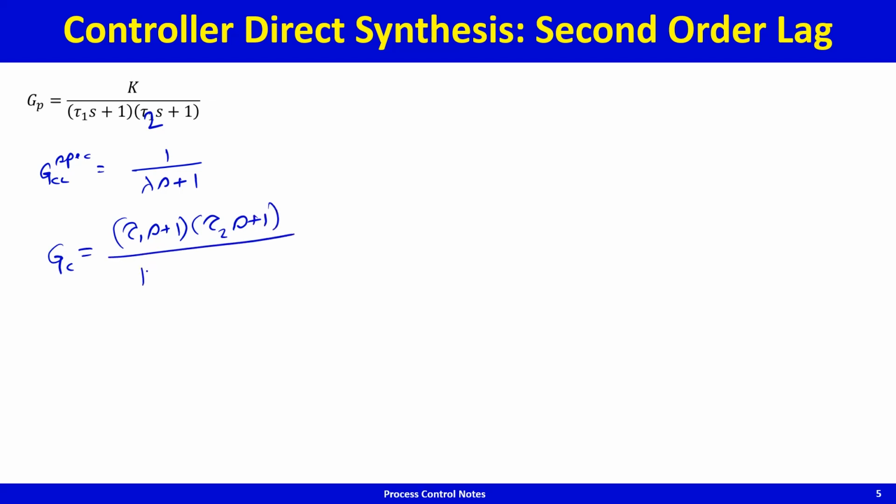divided by k, that's 1 by Gp, multiplied by, in the denominator, 1 minus GCL spec, which is 1 over lambda s plus 1, and of course here also you have 1 over lambda s plus 1, because the numerator is GCL and denominator is Gp times 1 minus GCL.